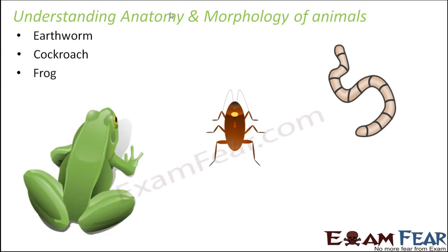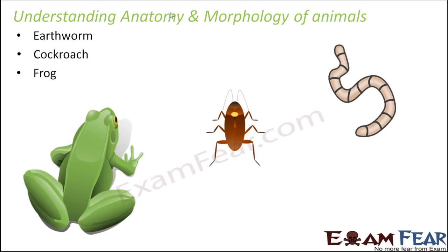Now you might ask, why did I select these 3 animals? Why didn't I select human being? Well, if you talk about human being, we have already discussed the anatomy and morphology of human beings in class 10th. When I say anatomy, I am talking about the internal structure. You all know the internal body structure of human beings. They have spoken about the digestive system, excretory system, respiratory system. All the life processes have been discussed in your class 10th syllabus. So we all know human beings already.